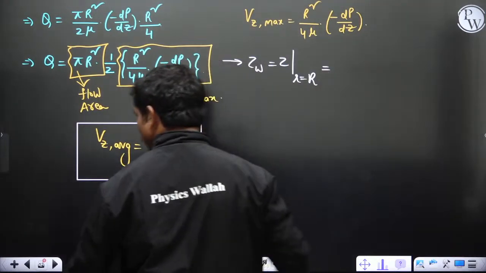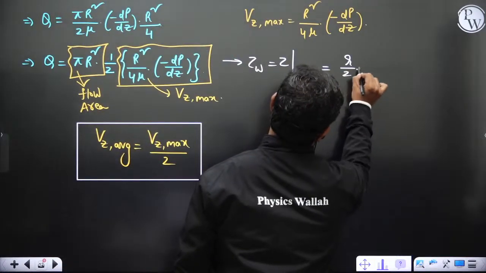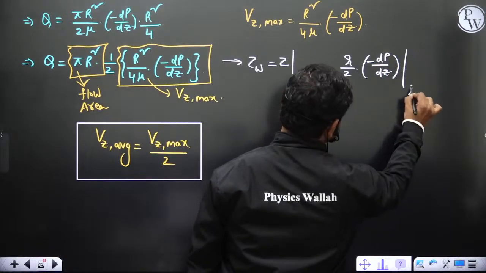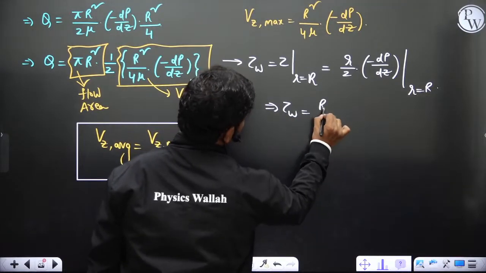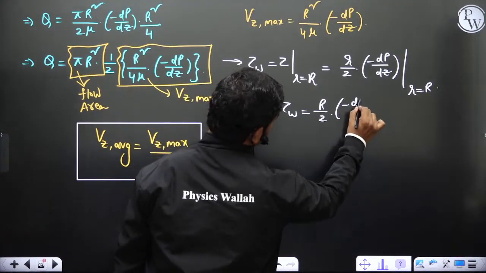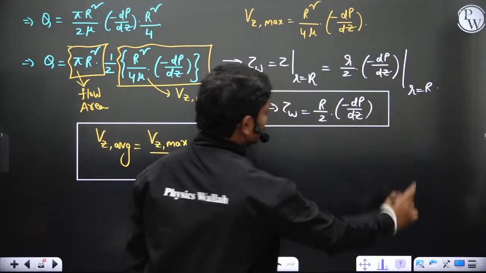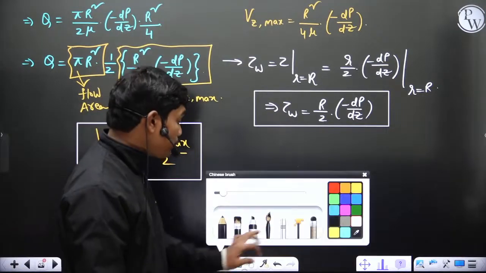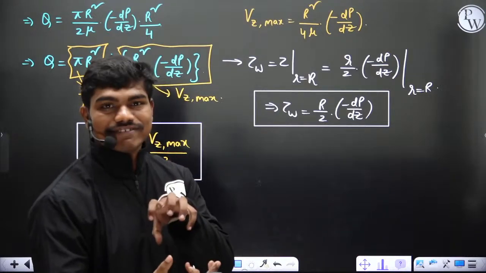Correct? So what is tau? This guy. So small r by 2 into minus dp by dz at radius is equal to capital R. So therefore wall shear stress is equal to capital R by 2 times minus dp by dz. Okay, so this is the wall shear stress. Now why I am very much interested in wall shear stress is, if you calculate skin friction coefficient, which is again the measure of how effective is the viscous stress.